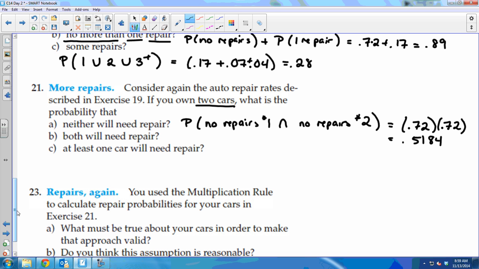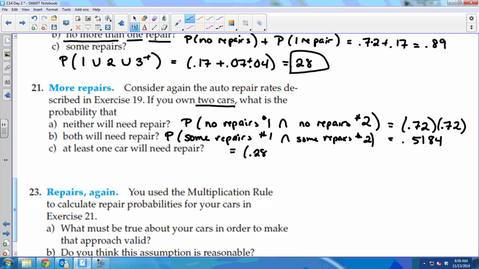On B, we have probability that both will need repair. So that's the probability of some repairs from 19 for car 1 and some repairs for car number 2. That probability was 0.28. That's 0.0784.